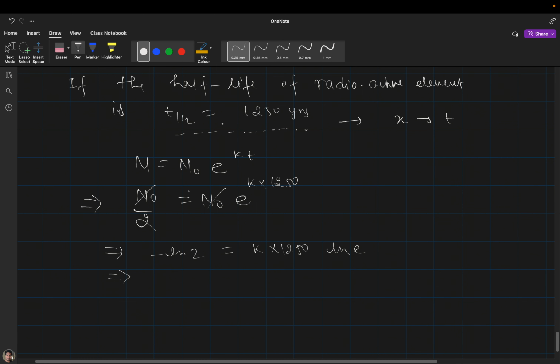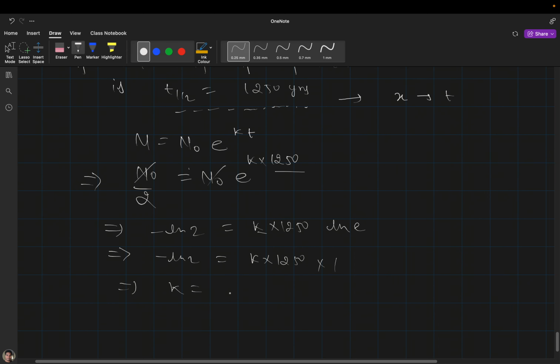Half life means the time when the quantity becomes half. At t equal to 1250 years, N will become N naught by 2. Now you will get k. So k into 1250, what is ln e? Tell me, what is the value of ln e? 1. Okay, now from here you can get k.